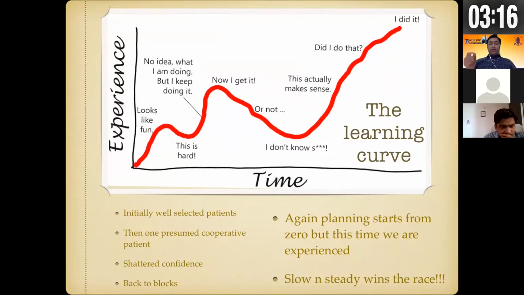Now you get one presumed cooperative patient and a complication occurs that shatters your confidence and you are back to blocks. But once you are back to blocks, now you are an experienced surgeon, so you don't have to start from scratch. You can now slowly and steadily start the cases again and slowly build up your practice on the topical anesthesia.